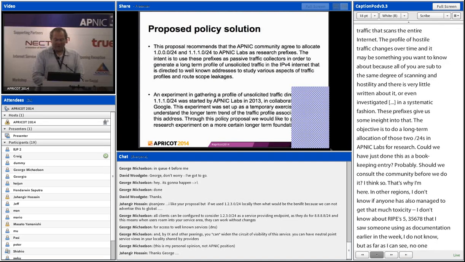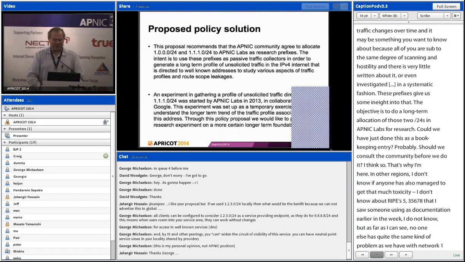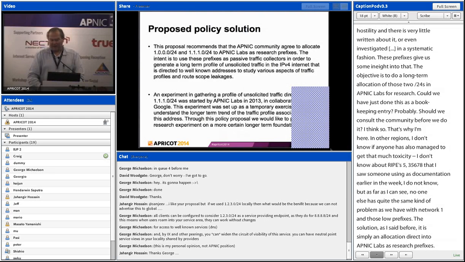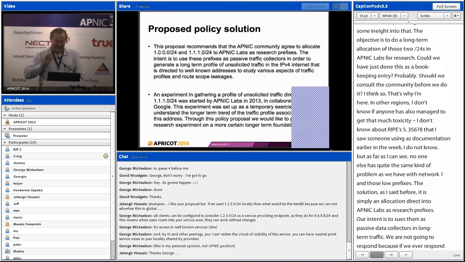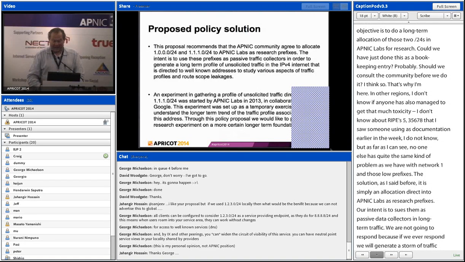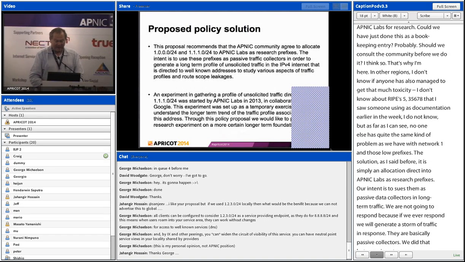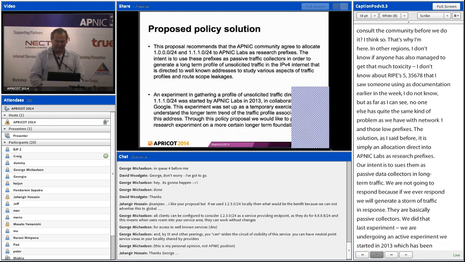The solution, as I said before, is simply an allocation direct into APNIC Labs as research prefixes. Our intent is to use them as passive data collectors of long-term traffic. We're not going to respond, because if we ever respond, we're going to generate a storm of traffic in response. So they're basically just passive collectors. We're undergoing an active experiment that we started in 2013. It's been gathering data for 8 months now. It's getting into the high numbers of terabytes. The analysis is mind-boggling, but we are working on it.